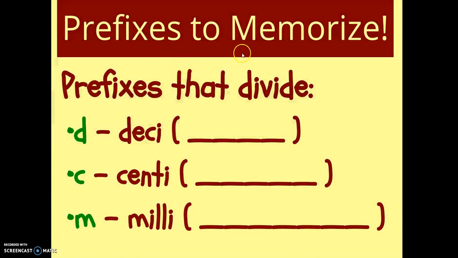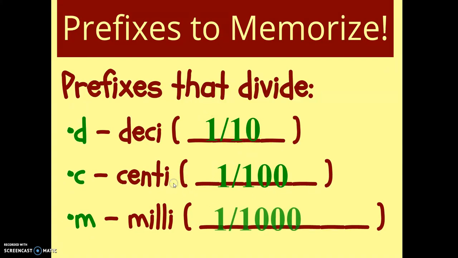More prefixes to memorize. Prefixes that divide, deci with a D, so a decimeter is 1/10 of a meter. I'm sure you've heard of centimeters. So a centimeter is 1/100th. See, we just added a zero. We're dividing. We're getting smaller. And a millimeter is 1/1000th of a meter. So it takes 1,000 millimeters to make 1 meter.